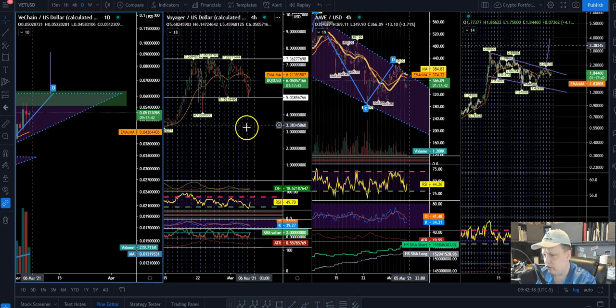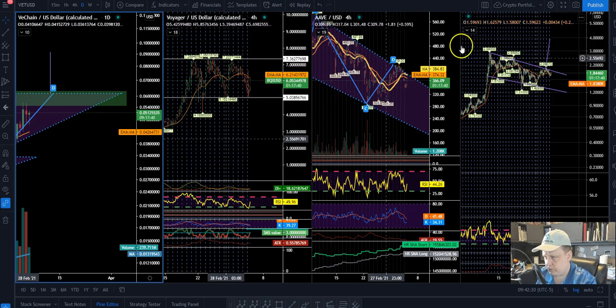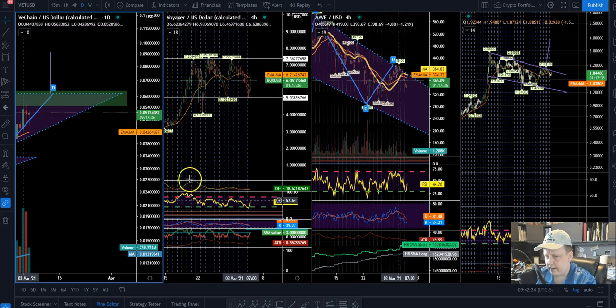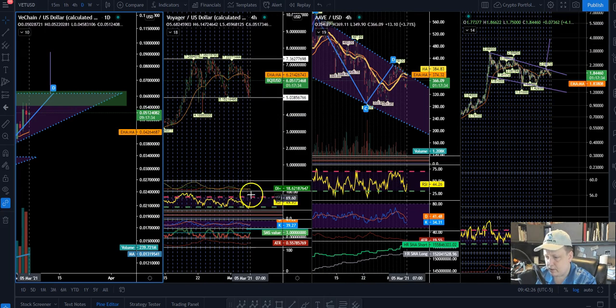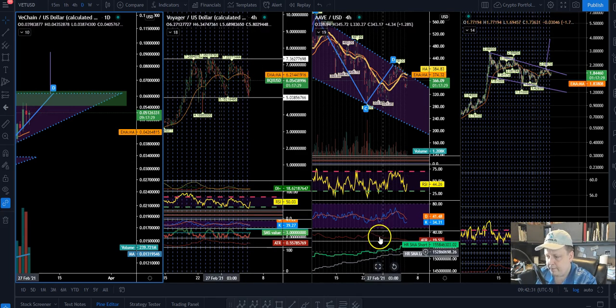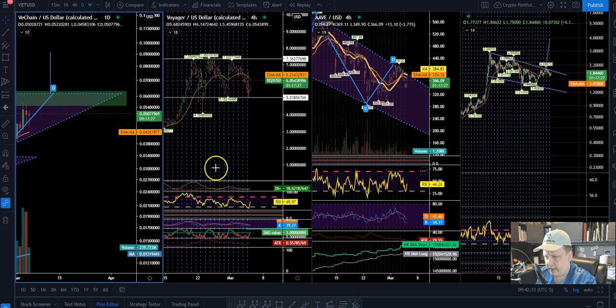Again, this is not financial advice. This is educational. I'm just trying to show you how you could put things on the chart to give you a better idea. Again, we haven't even talked about it, but there's RSI and there's other things that you could be looking at to give you the extra insight.